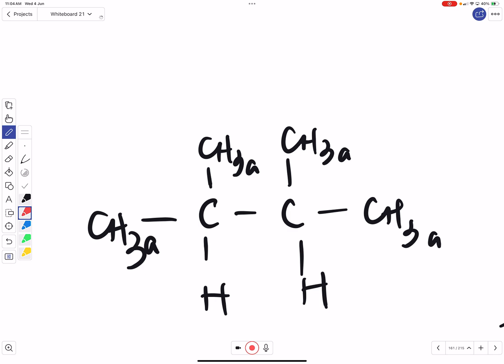So, how many isomers will be produced, guys? 2. Very good. There will be 2 isomers. And in what ratio will you produce them? 6 to 1. Okay, very good. 6 to 1. Simple, right?